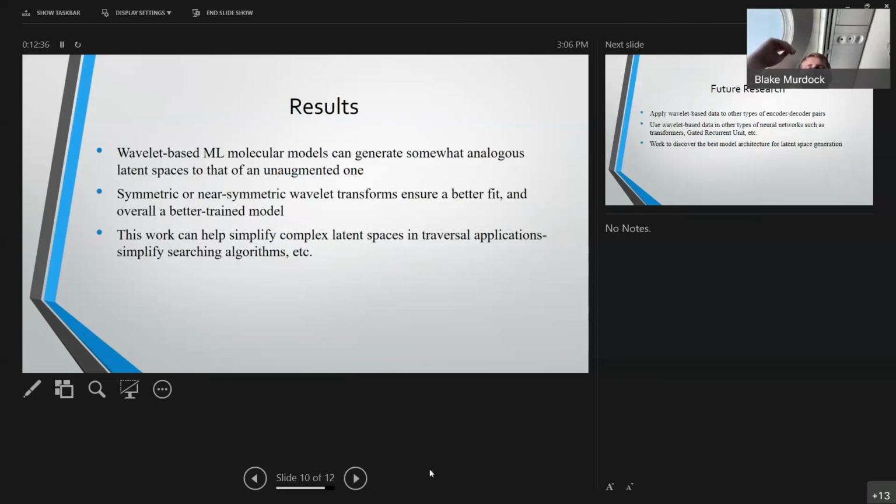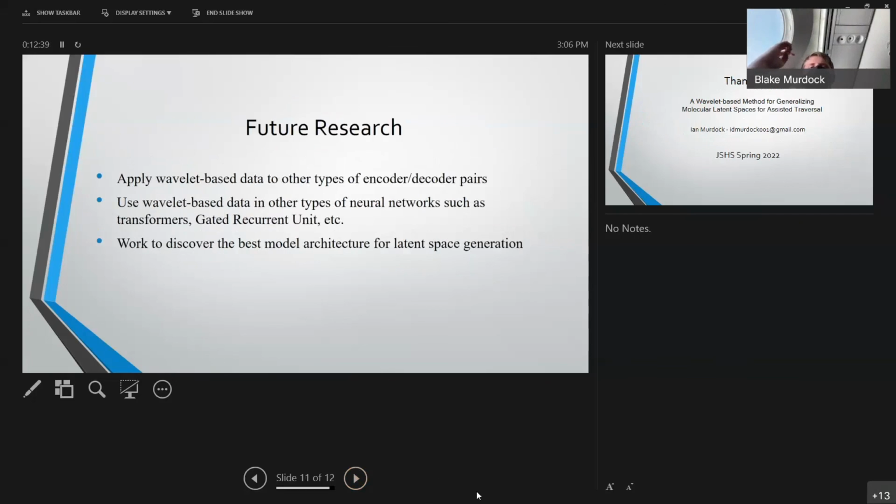Next slide. For future research, I would apply the wavelet-based data to other types of encoder-decoder pairs. That can include transformers, which use a floating encoder-decoder instead of just the one row per character method that I used. I could also use other types of cells like gated recurrent units, which are similar to long short-term memory. And then finally, I could work to discover the best model architecture for latent space generation, although that goes hand in hand with the second point.